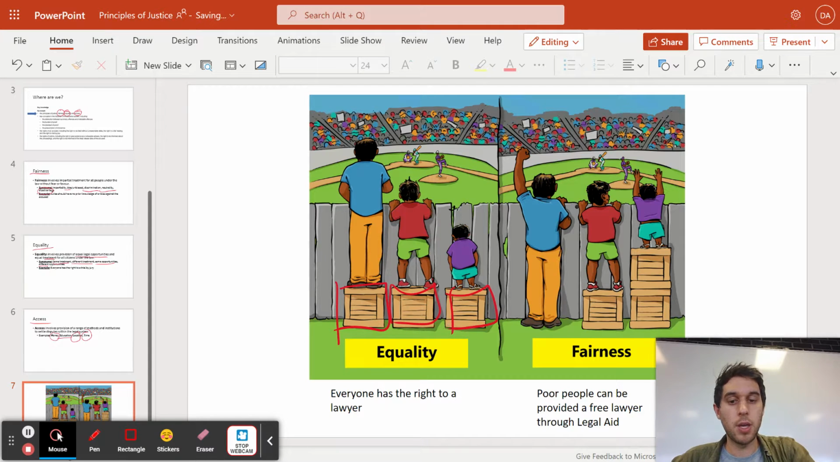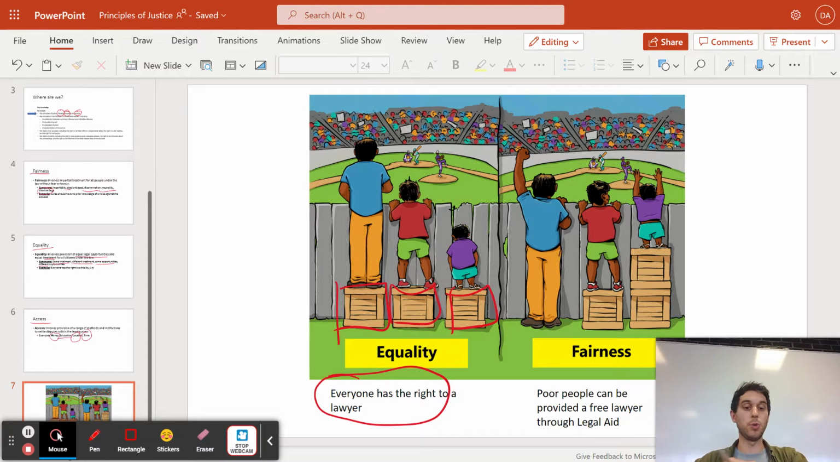Our legal example of this might be, well, everyone has the right to a lawyer. We'll treat you all the same way. You've all got the same right.